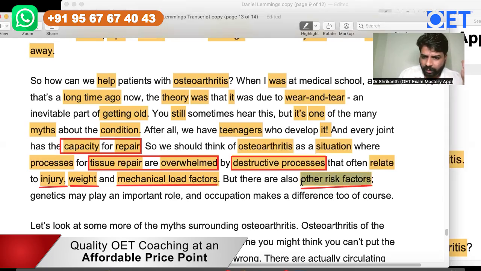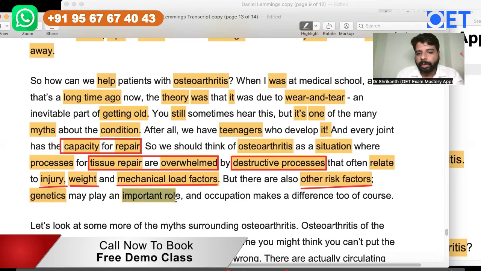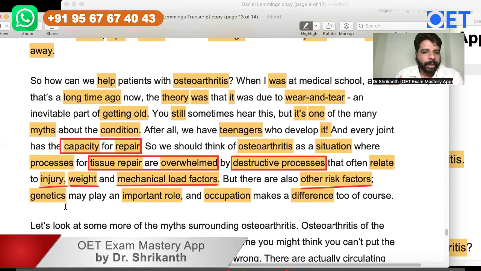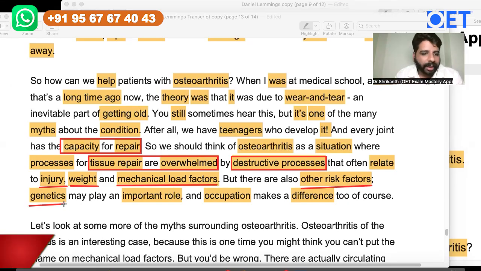Other risk factors: genetics may play an important role, and occupation makes a difference too. Some people have genetics, that is their parents or grandparents had rheumatoid arthritis, so that is another stress on the body. The body is trying to heal itself, but the patient's genetics is not allowing the body to repair itself.